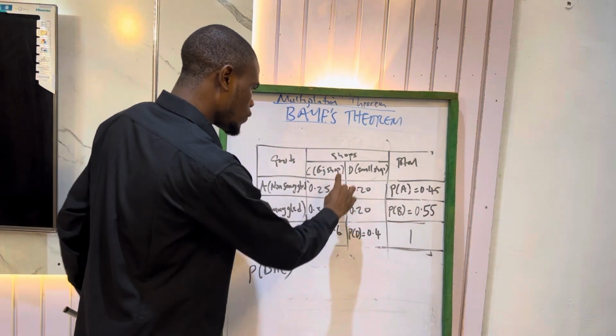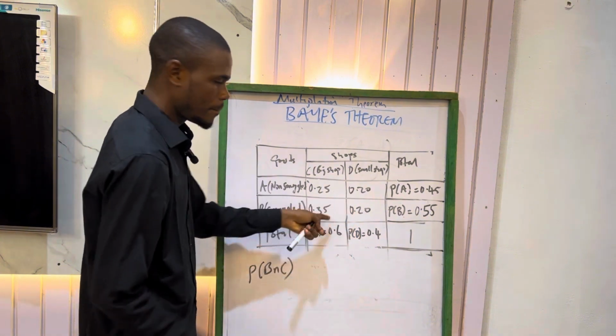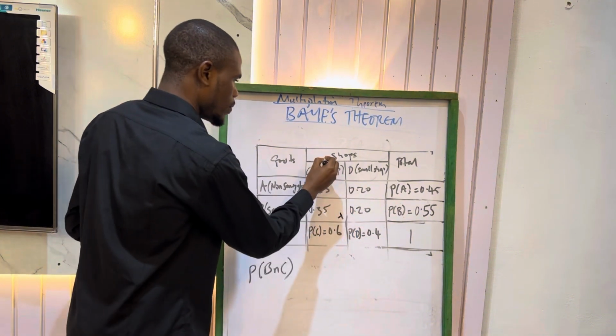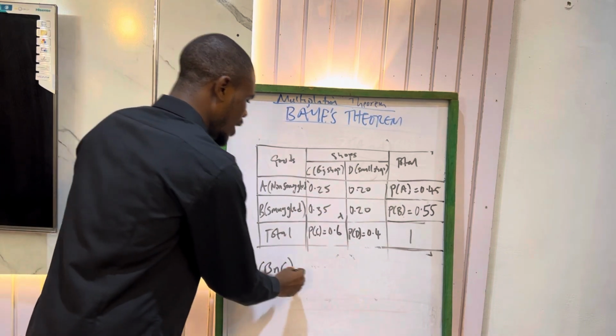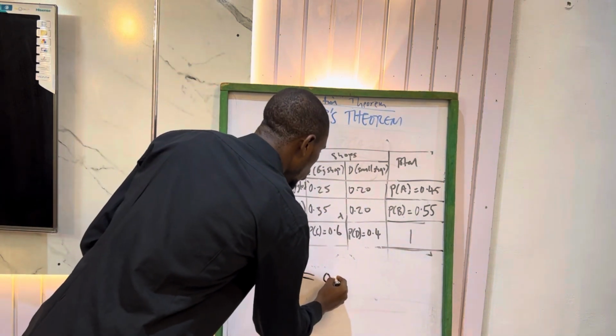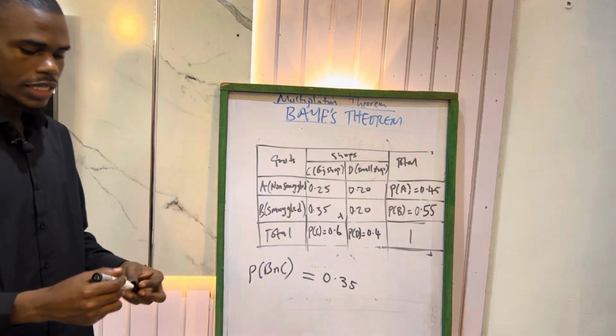And this is the probability of C, right? Here the both of them intersect and meet. Here, this point, where C and B intersect and meet, is this point. So probability of B intersect C is equal to 0.35. It's as simple as that.